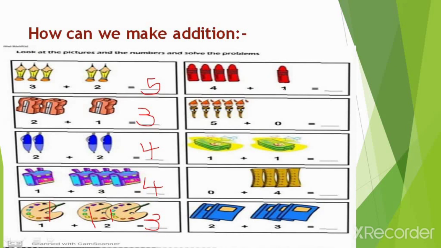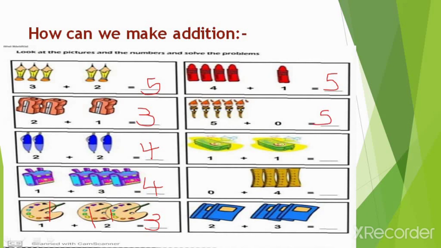Okay. So what we have to do? We have to count all these given objects together. 1, 2, 3, 4 and 5. Next is 5 plus 0. Here we have 5 ice cream cones and this place is empty. By adding 0 to any number, we get the same number as the answer. So our answer is 1, 2, 3, 4 and 5.